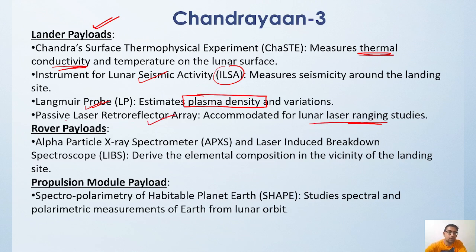The rover payloads include an alpha particle X-ray spectrometer and a laser induced breakdown spectroscope to find out the elemental composition wherever the rover travels. So this is what the lander payload and rover payload are. And what is the propulsion module payload? It has spectropolarimetry of habitable planet Earth, that is, studying spectral and polarimetric measurements of Earth from lunar orbit.